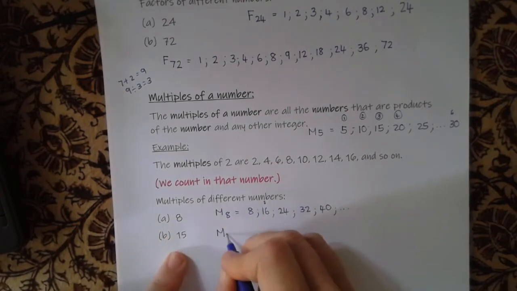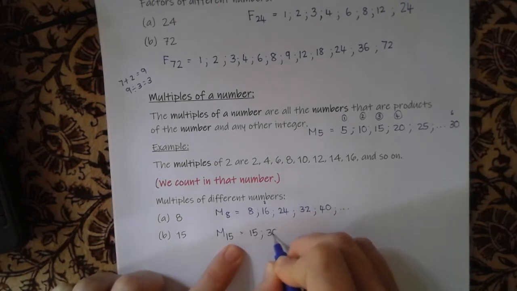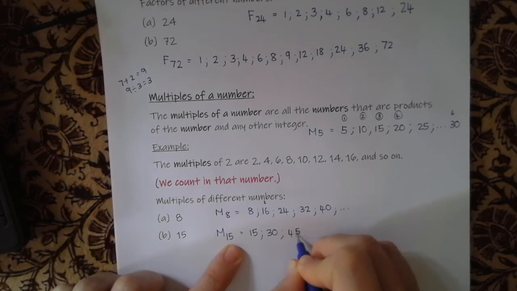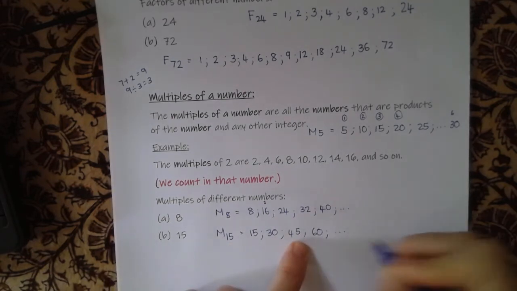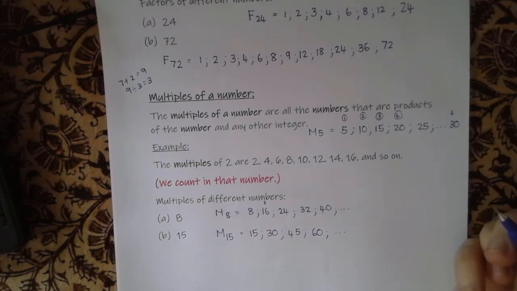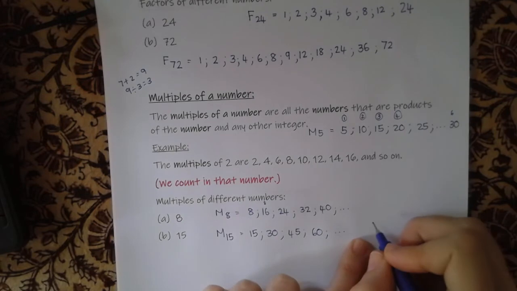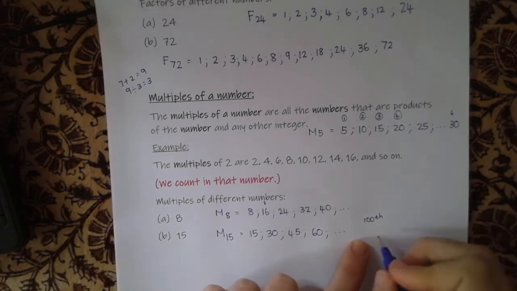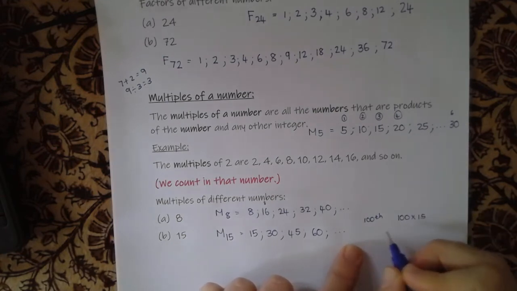Let's find the multiples of 15. The first one is the number itself, 15, then it is 30, then it is 45, then it is 60, and you go on counting in 15. Right, so say for instance, I want you to tell me what is the 100th multiple of 15. Then you will say, okay, 100 times 15, and that will be 1,500.